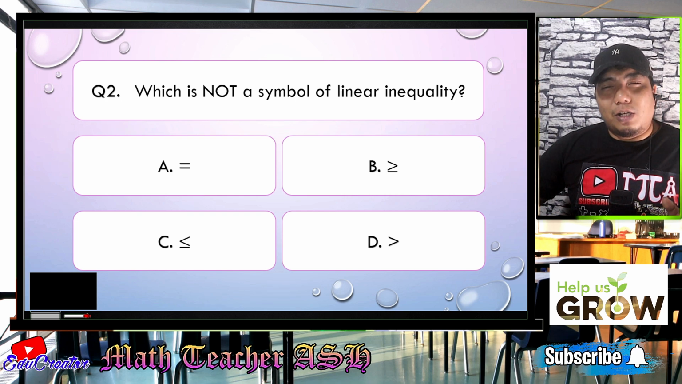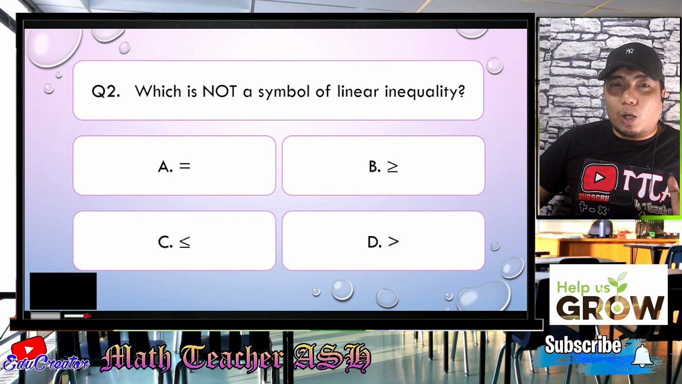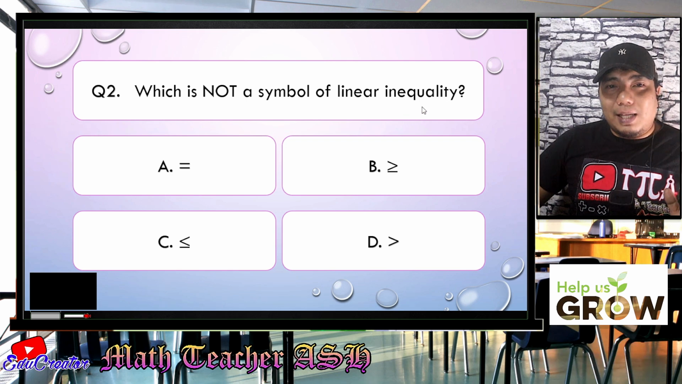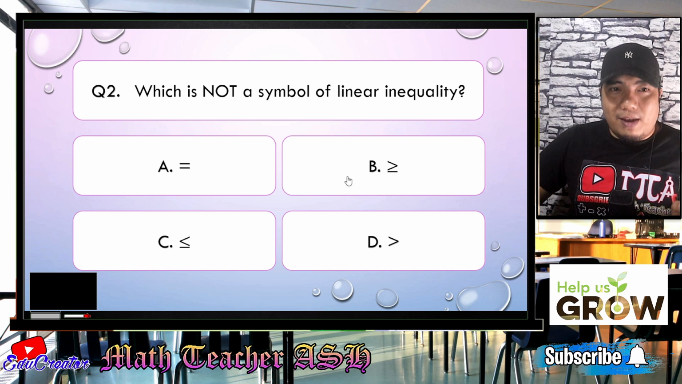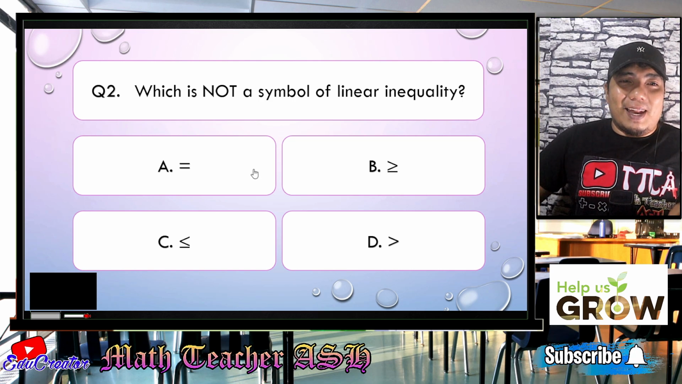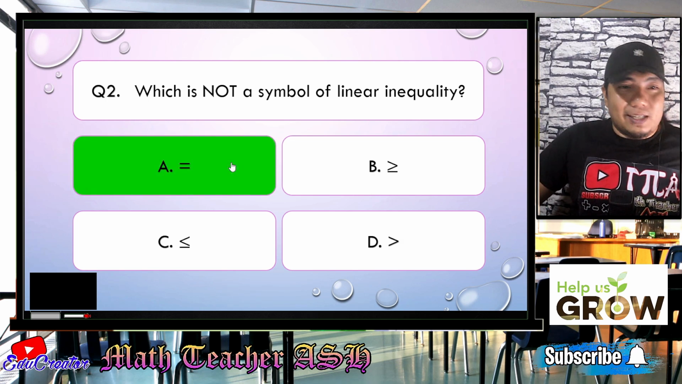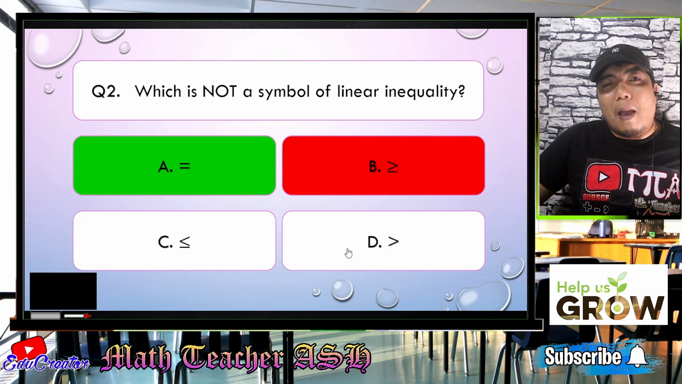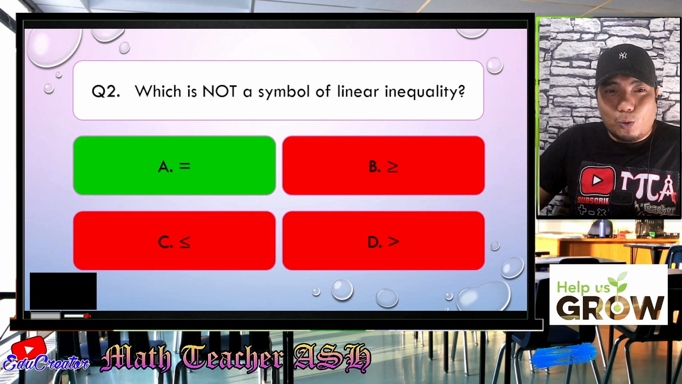Alright, math learners, this is another easy question for us because talking about inequality, inequality means not equal. So among here, there is only one symbol that represents equal, and that is letter A. So letter A is the symbol that is not a part of inequality. Alright, we are correct. Easy, right? My dear math learners, very easy. So now let us go to question number 3.